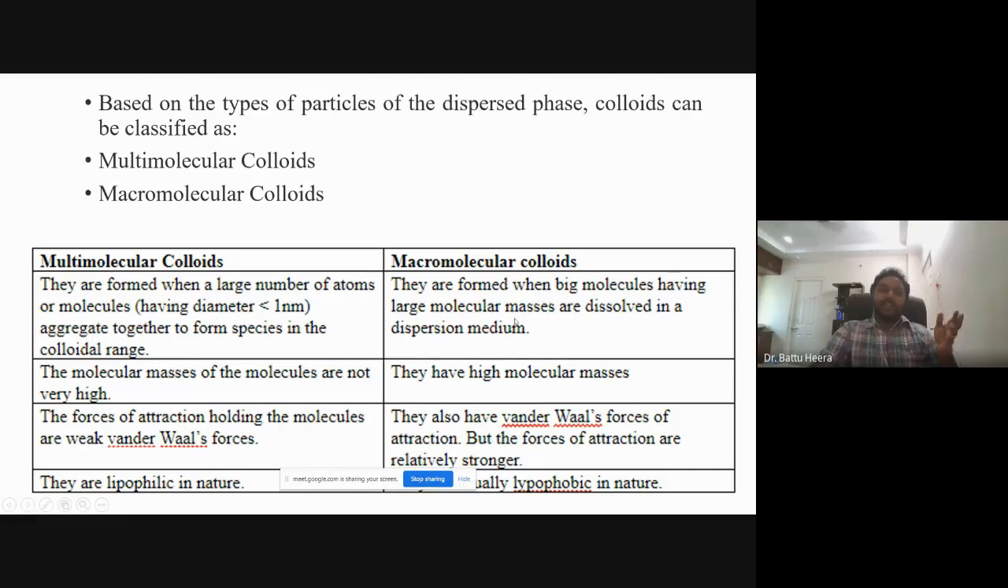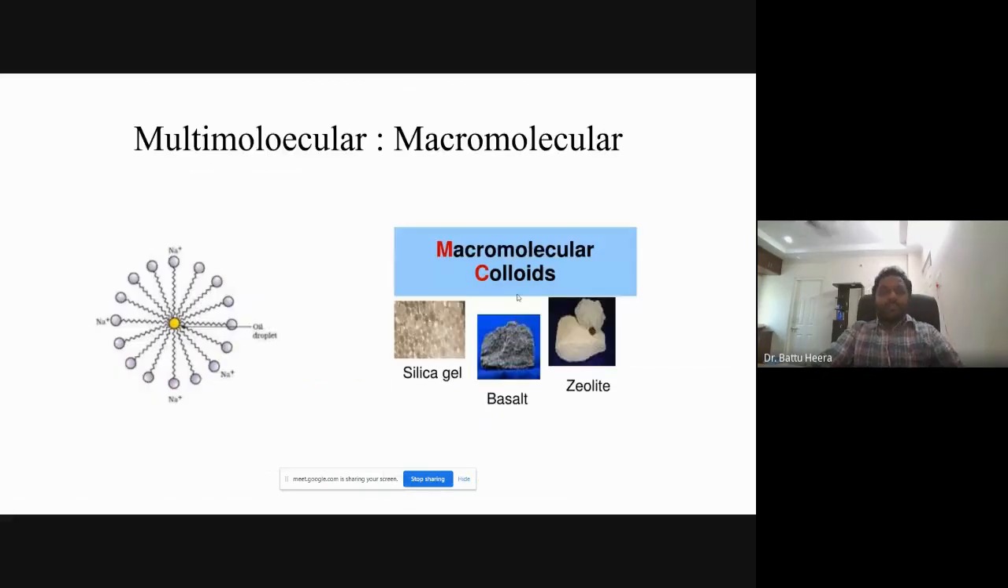So these are the differences between the multimolecular colloids and macromolecular colloids. Okay, so this is the concept. This is an example regarding the multimolecular and macromolecular colloids. See this, this is the oil droplet. For the oil droplets, you see, the molecules all combine. The atoms are combined with the oil globules, oil molecules. So there is not much of a big concept here.